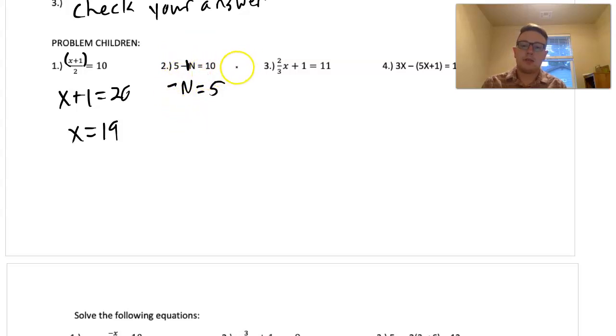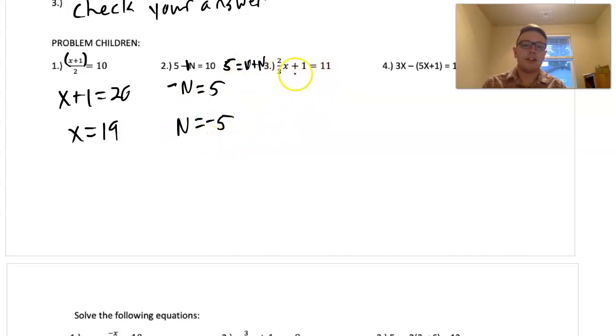Other way that we could do this, we could add n to the other side. So that would be the same thing as saying 5 is equal to 10 plus n. Either way, we're going to have to flip the sign on this, or we'll subtract 10. We'll find out that n is equal to negative 5.